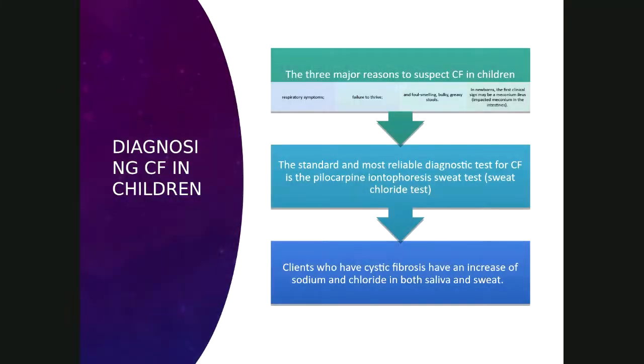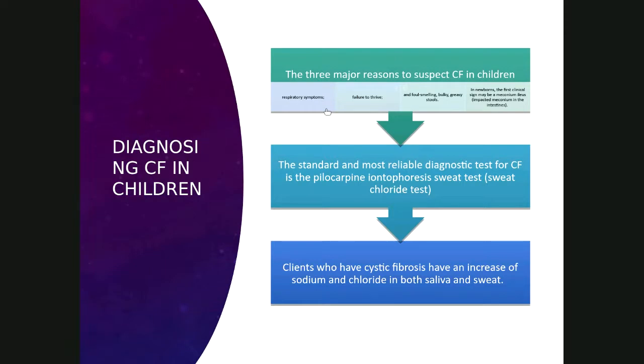So how do we diagnose cystic fibrosis? Usually, there are three major reasons to suspect cystic fibrosis in children. They are if a child has a lot of respiratory symptoms, if you notice that child has failure to thrive, and again, they'll have foul-smelling, bulky, greasy stool. And in newborns, the first clinical sign may be meconium ileus, which is impacted meconium in the intestine.